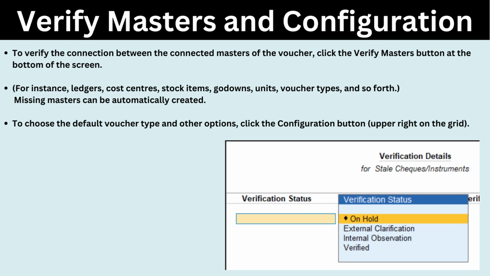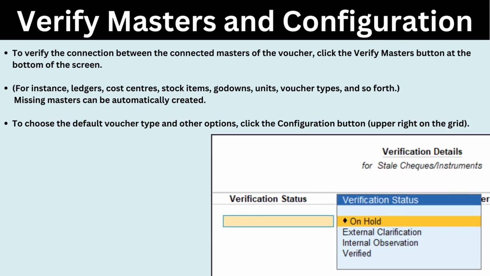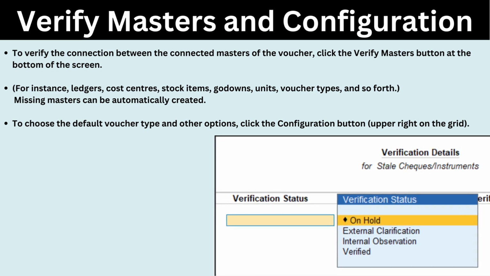To verify the connection between the connected masters of the voucher, click the Verify Masters button at the bottom of the screen. For instance, ledgers, cost centers, stock items, godowns, units, voucher types, and so forth. Missing masters can be automatically created. To choose the default voucher type and other options, click the Configuration button, upper right on the grid.